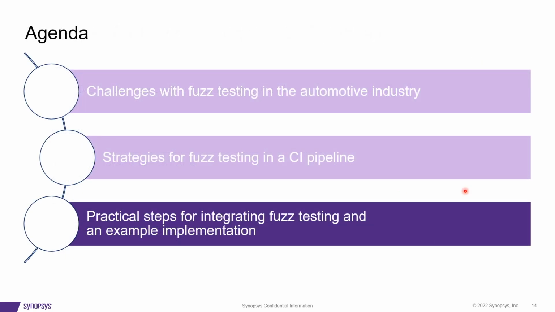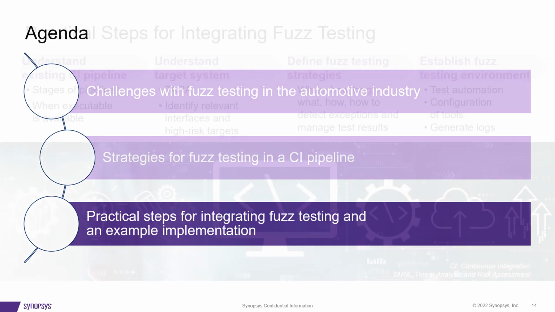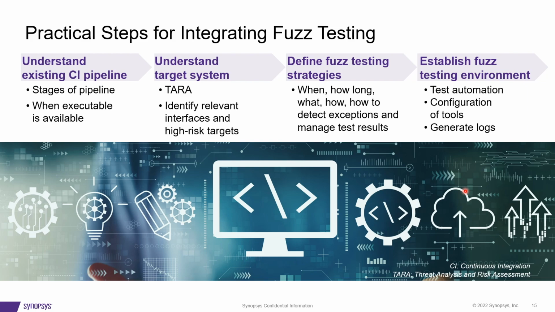So based on this general view of the strategies for fuzz testing in a CI pipeline and understanding the type of questions that we have to answer, let's move on to the third point and discuss the practical steps for integrating fuzz testing and also go through this example implementation. The practical steps for integrating fuzz testing into a CI pipeline involve 4 steps. The first step is understanding the existing CI pipeline.